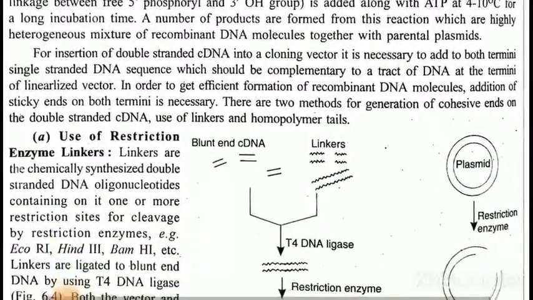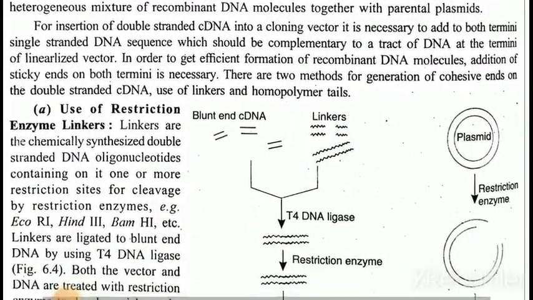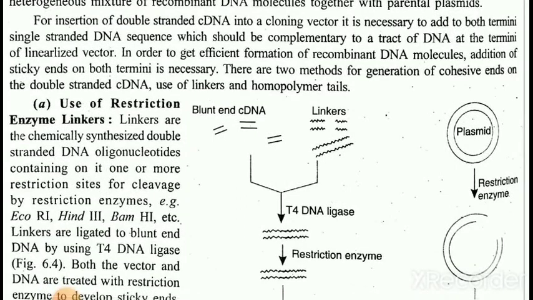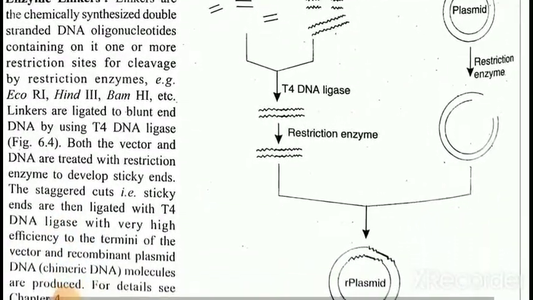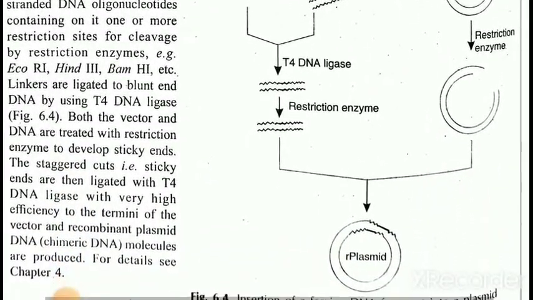A. Use of restriction enzyme linkers. Linkers are chemically synthesized double-stranded DNA oligonucleotides containing one or more restriction sites for cleavage by restriction enzymes, e.g. EcoRI, HindIII, BamHI, etc. Linkers are ligated to blunt-end DNA by using T4 DNA ligase, figure 6.4.